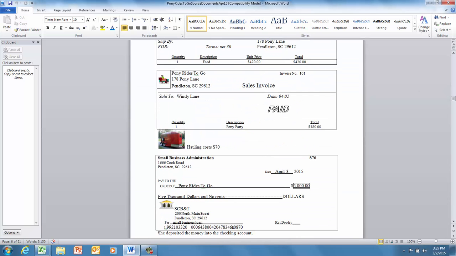The next transaction after that is the hauling costs, but that did not involve cash. That was put on a credit card. The next one, we're receiving cash again, $5,000. We owe it back to the Small Business Administration, but we did receive $5,000 in cash.